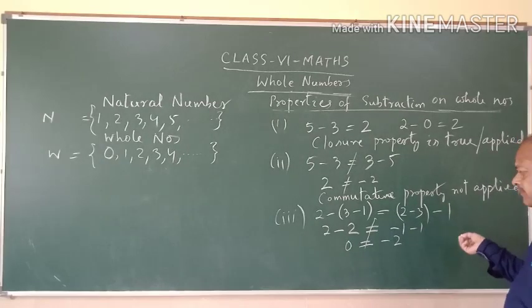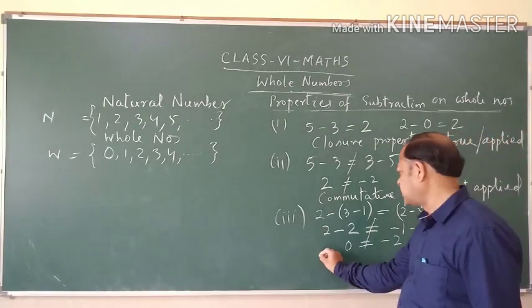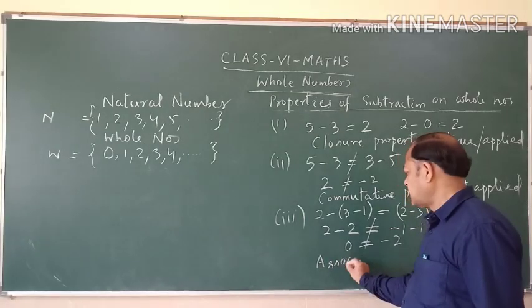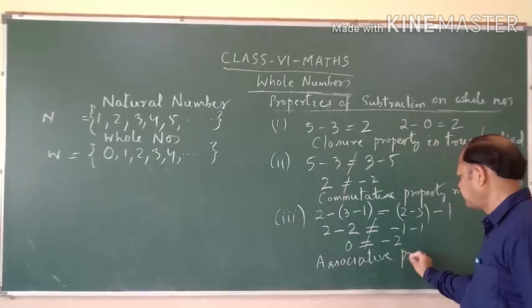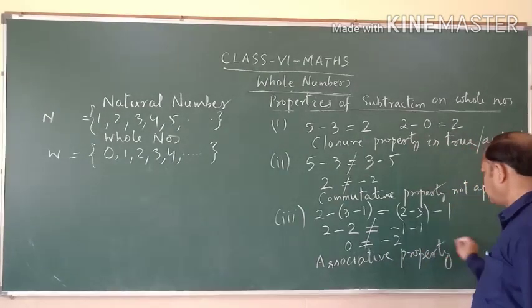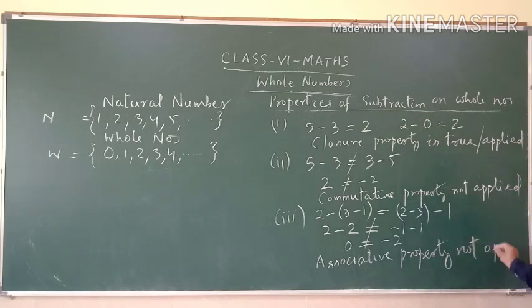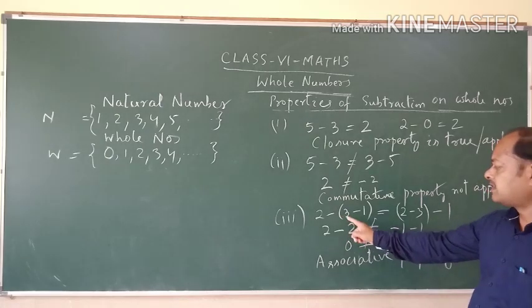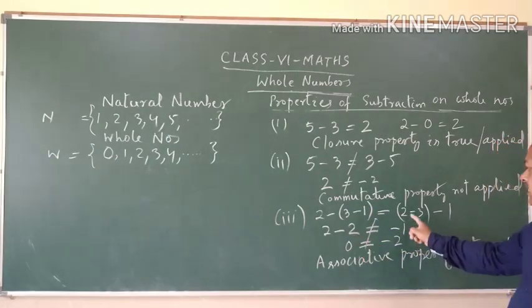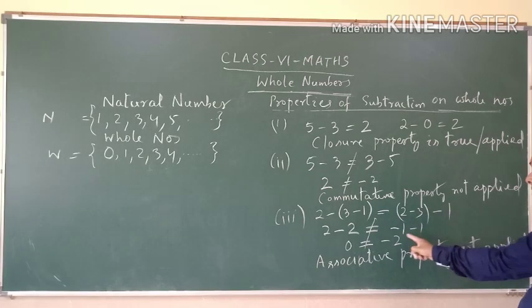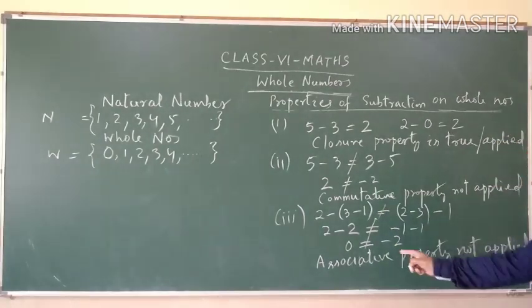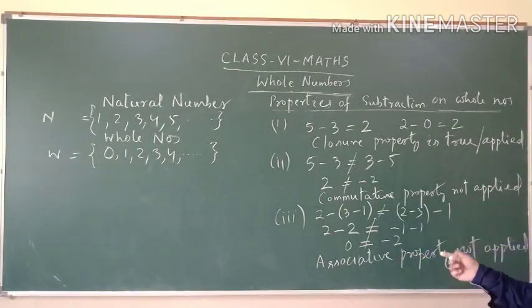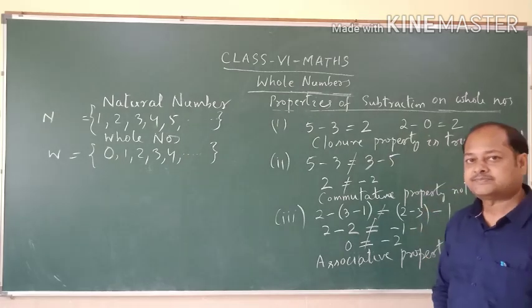So this is false. So the associative property is not applied in case of whole numbers. Again we discuss: 3 minus 1 result is 2, and here 2 minus 3 result will be minus 1, minus 1 minus 1 will be minus 2, so 0 is not equal to minus 2. So this is not equal, so the associative property does not apply in case of whole numbers. Okay?